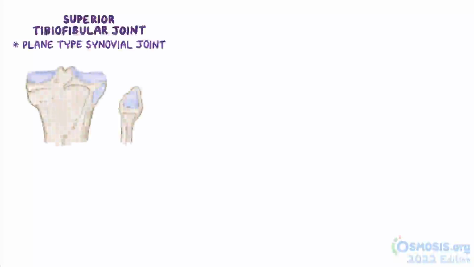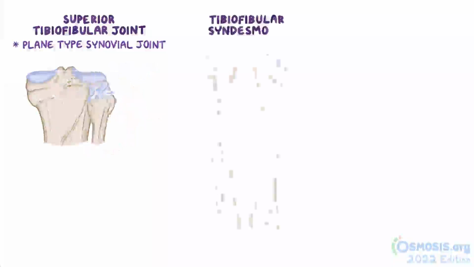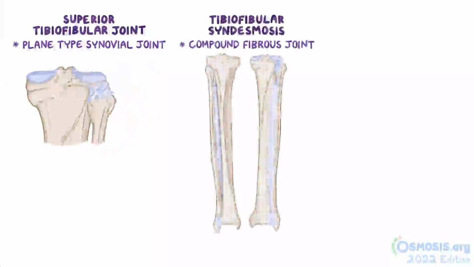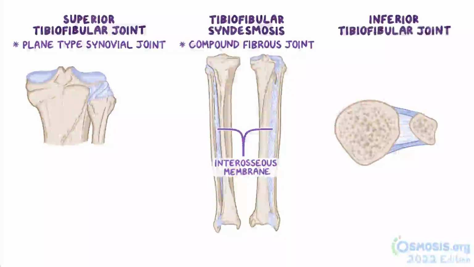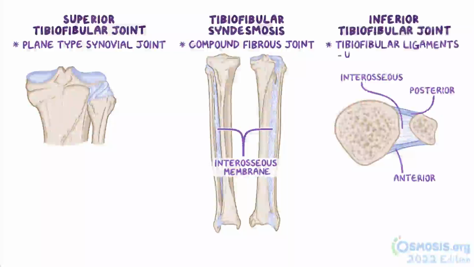Okay, as a quick recap, the superior tibiofibular joint is a plane type of synovial joint located between the flat facet on the fibular head and a similar articular facet situated posterolaterally on the lateral tibial condyle. The tibiofibular syndesmosis is a compound fibrous joint formed by the union of the tibia and fibula by means of the interosseous membrane, which unites the shaft of the bones, and the inferior tibiofibular joint, consisting of the anterior, interosseous, and posterior tibiofibular ligaments, which unite the distal ends of the bones.